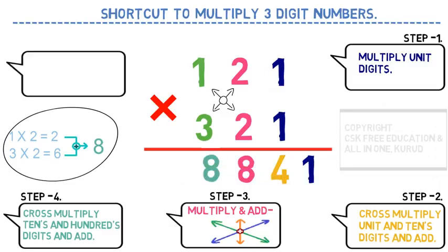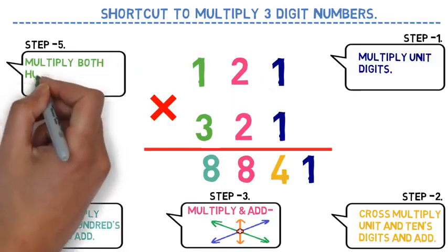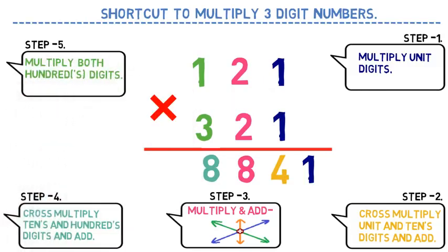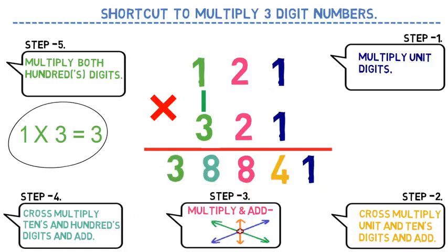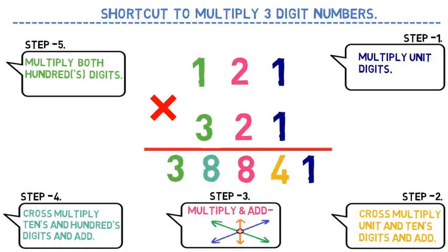And the last and final step is the multiplication of hundreds digit with another hundreds digit. So we can simply multiply 1 and 3. 1 into 3 is 3. Let's write it down. That's it, my dear friends. Now this was very simple.